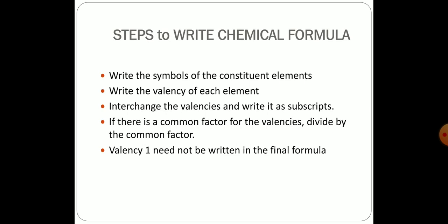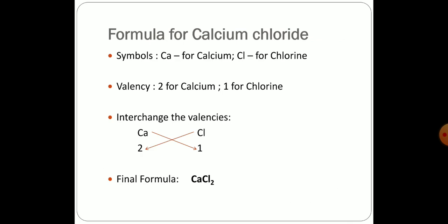Then you have to write the valency. Valency is a term which you will learn in the 8th standard. As of now, understand that the valency of each element has to be taken into consideration. Then we will interchange the valencies, and then we will put them in the subscript. Subscript means we write one level below, and if there is a common factor, then we have to divide by the common factor. Then if the valency is 1, we will not write 1 every time.